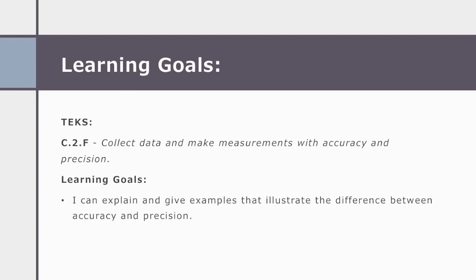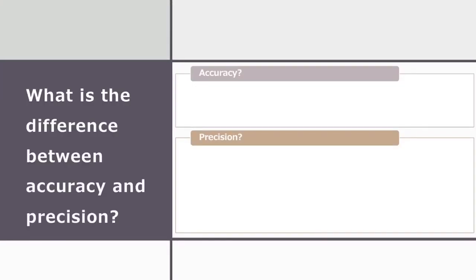Your learning goals here are to be able to explain and give examples that illustrate the difference between accuracy and precision. So the first thing that we're going to talk about is what exactly accuracy and precision are and what the difference between them is.